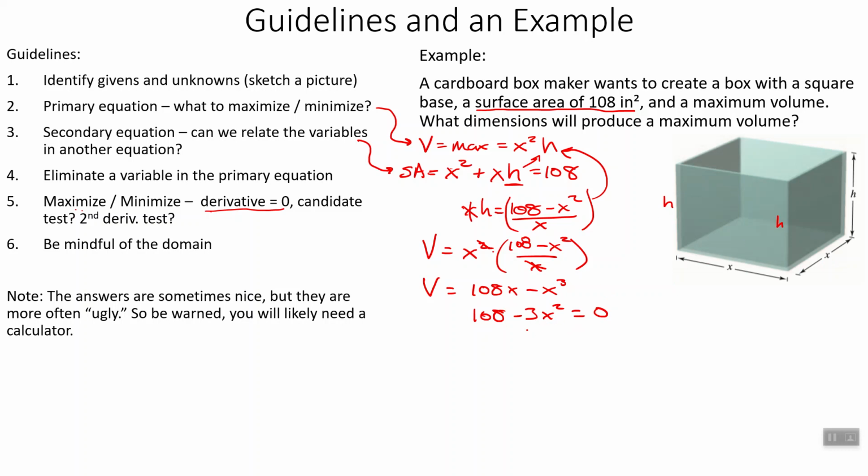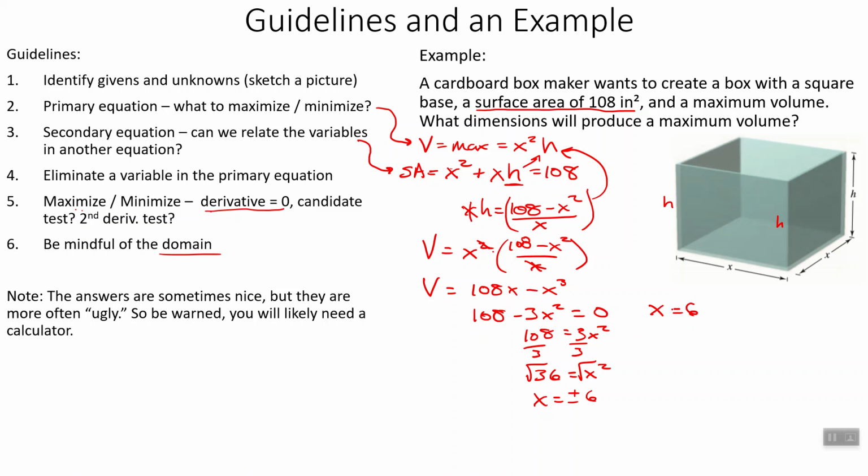So now we just want to solve this. I just move the 3x squared over, divide both sides by 3. Let's see, 36 equals x squared. Take the square root. Technically, we're going to get x equals plus or minus 6. And now here's where we're mindful of our domain. Does it make sense to have a negative length? Probably not. All right, so it looks like x equals 6 would be the only thing in our domain.